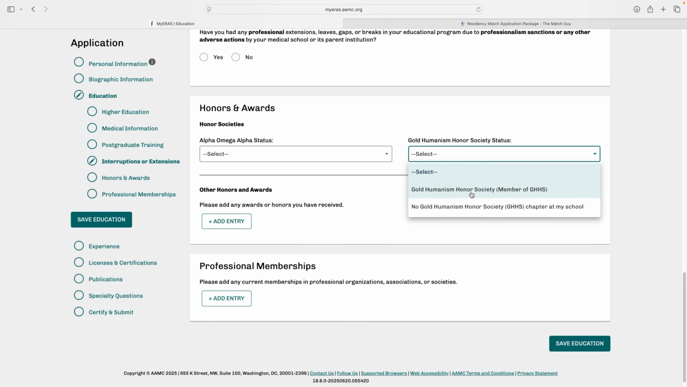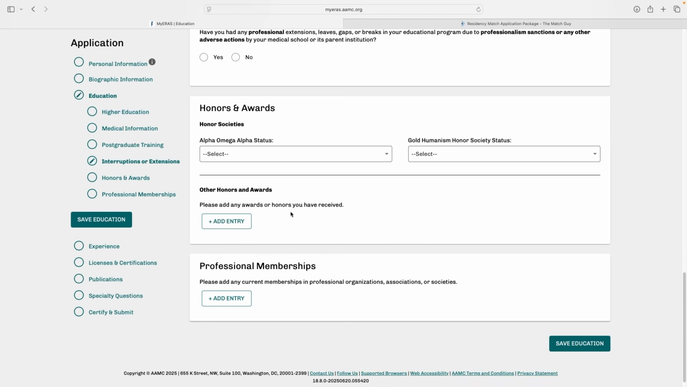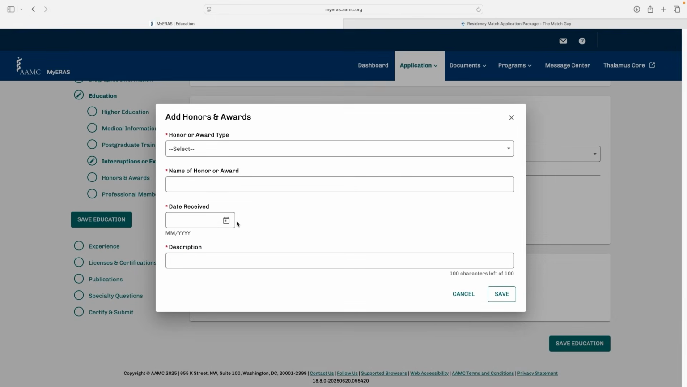If you're a member, pick this one. And as I said, if you have it at your school and you're not a member, I'll probably keep it blank. And then we will go to other honors and awards. That's a change they made last year.